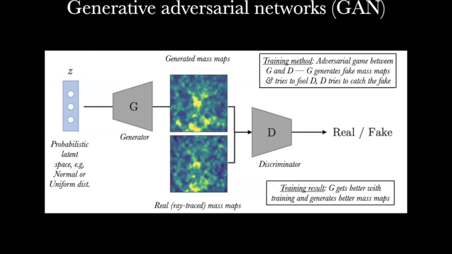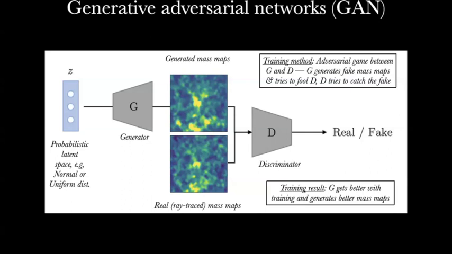What GANs do is set up the training as a competition between two neural networks labeled G and D. The G, which stands for the generator, takes a random noise variable, shown by the Z here, and converts it into a map that it wants to generate. Then the task of the discriminator is to discriminate between that generated map and a real simulation map that you can feed into the discriminator.